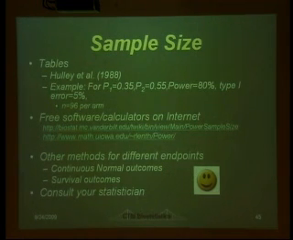When you deal with different types of endpoints, the calculations are a little bit different. When you're looking at continuous normal outcomes, survival outcomes, those kinds of things, they all have a little bit different sample size formula. Most importantly, I encourage you to consult your statistician and consult them early.